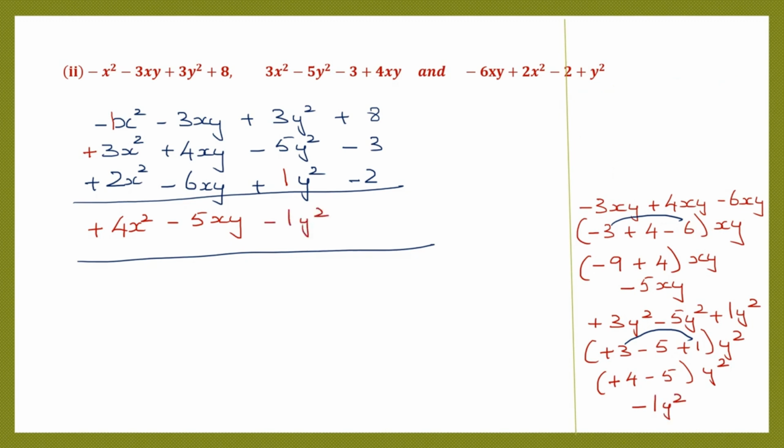Now let's take the last set of numbers. Plus 8 minus 3 minus 2. Add up the numbers with the same sign, these two numbers. So we get plus 8. Now when signs are the same, put the same sign and add. 3 plus 2 is 5. So we've got plus 8 minus 5. Signs are different. Put the sign of the bigger number and subtract. 8 minus 5 is 3. So here we have plus 3. So what is our answer? 4x square minus 5xy minus 1y square plus 3.